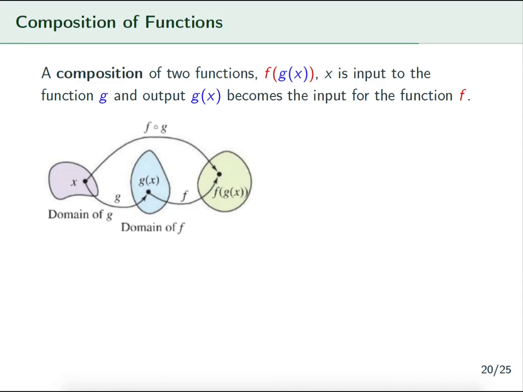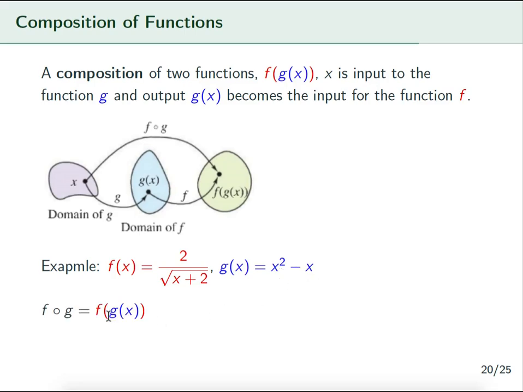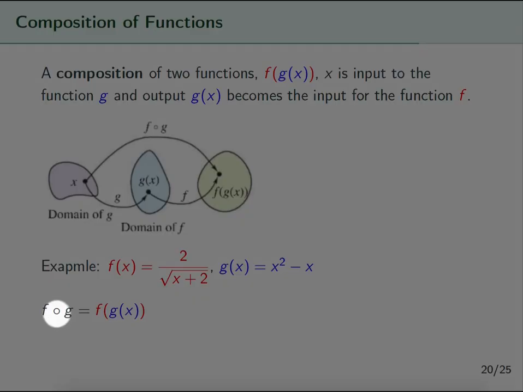Let's look at an example of composition of functions when the functions are given by equations. Let's say I have two functions. I colored them differently so we can see how exactly this procedure works. f of x equals 2 over the square root of x plus 2, and g of x equals x squared minus x. Let's say I want to composite f of g of x. So f compose g. That's what this symbol means right here.